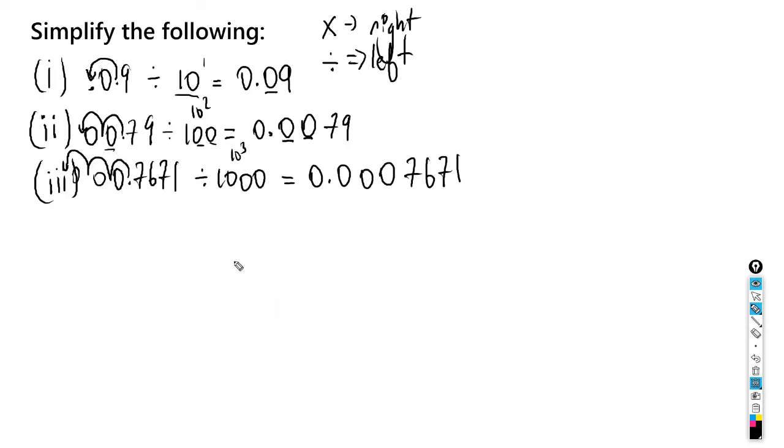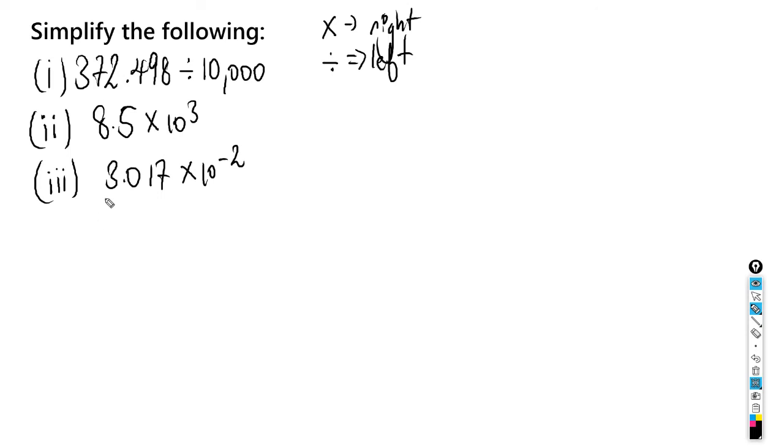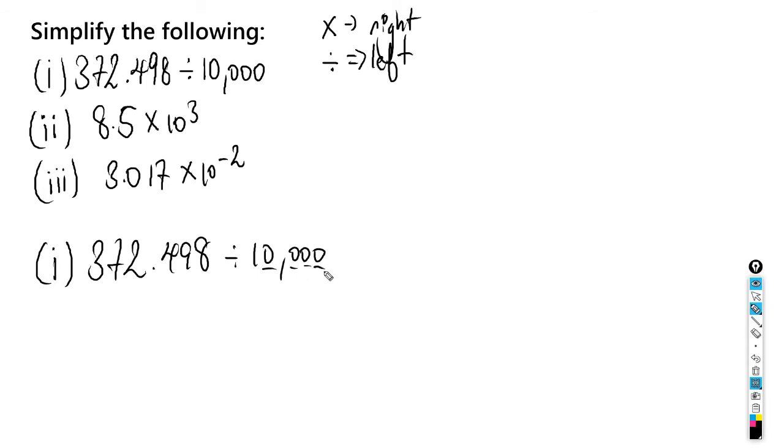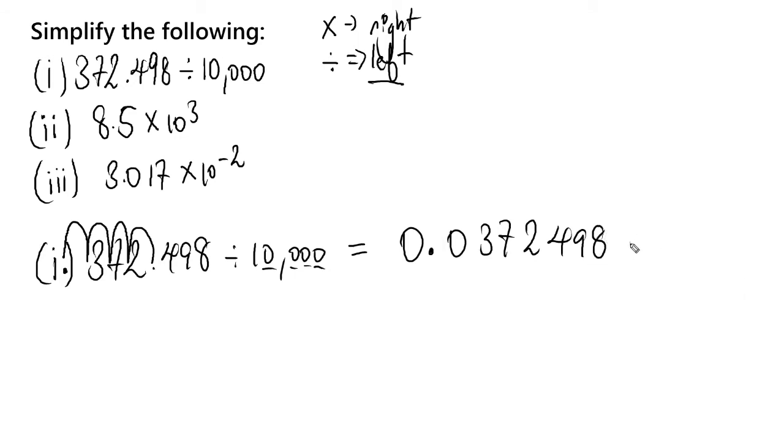Okay, so let's look at some more examples now. All right, guys, great. So you know I love to do three examples, right? So the first one here, we have 372.498 divided by 10,000. All right. So this has four zeros, right? And we're dividing. So we need to move the decimal place to the left. So we're going to move it four places to the left because there are four zeros. So it's 1, 2, 3, 4. All right. So the decimal place is right here. So we're going to get 0.0372498. All right. Cool.